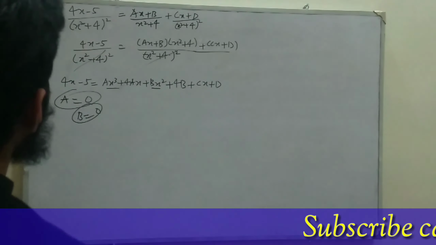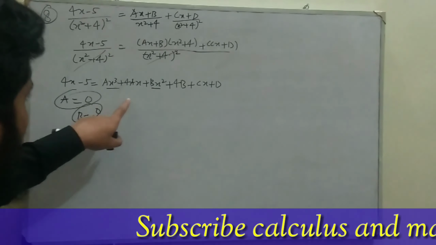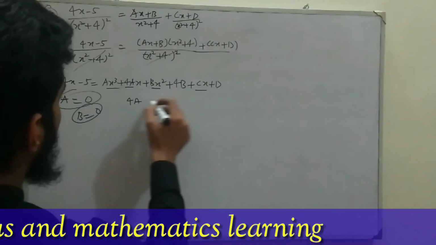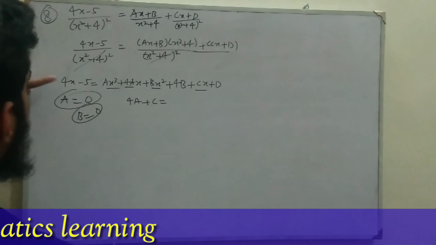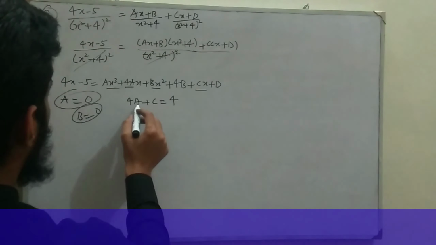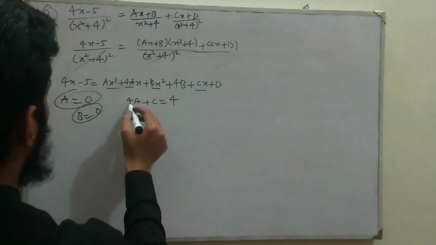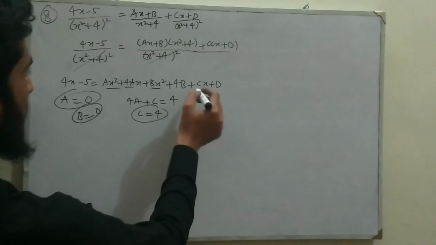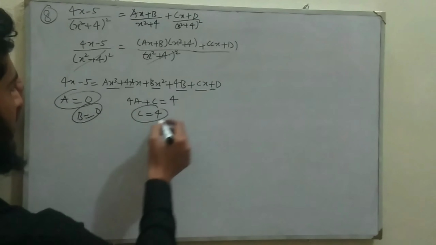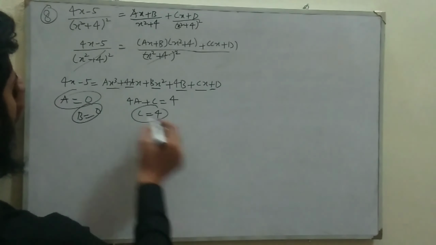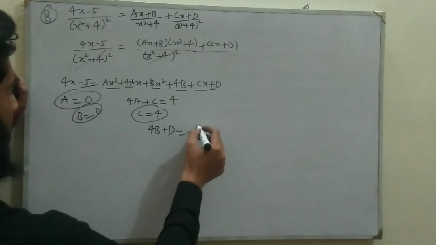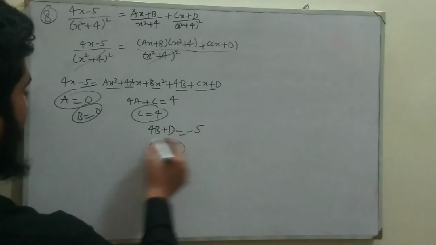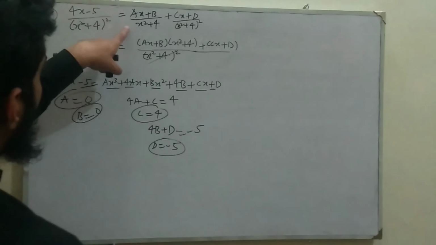Now comparing the coefficient of x on both sides. On this side the coefficient of x is 4a plus c. On this side the coefficient of x is 4, so 4 times a, which is 0, so it becomes 0 plus c, so c is equal to 4. Now comparing the constant on both sides, which is 4b plus d on this side, and on this side the constant is minus 5. So 4 times b is 0, so the value of d is equal to minus 5. Now put a, b, c, d in the given fraction.